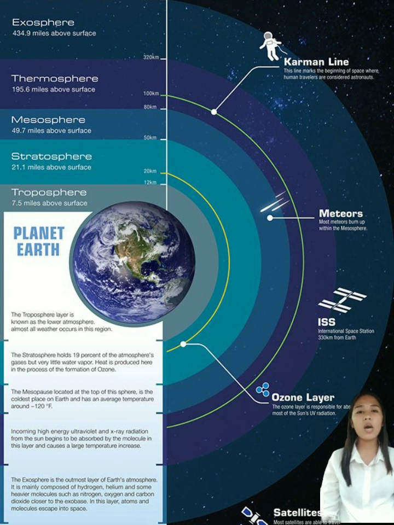While there is really no clear boundary between where the atmosphere ends and outer space begins, most scientists use a delineation known as the Kármán line. It is located 100 km above Earth's surface.